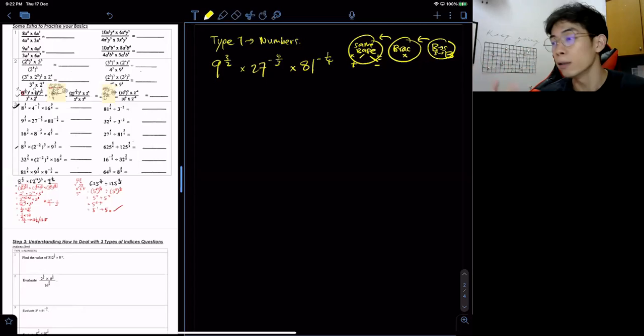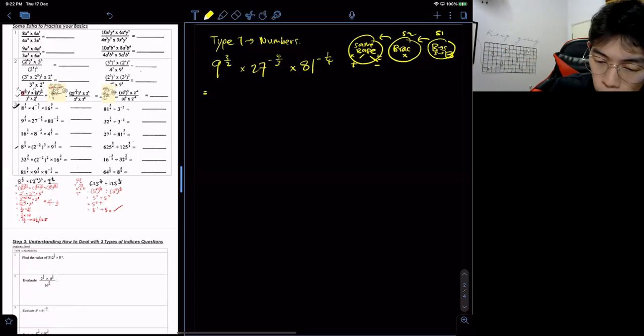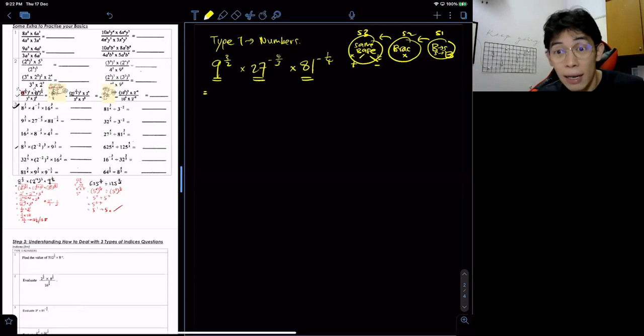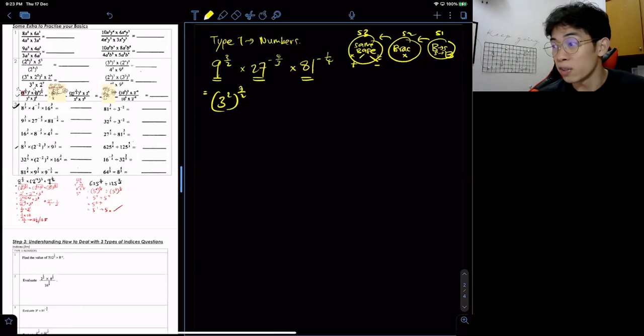And that's just an example. Okay, so first step, step 1, step 2, and step 3. Step 1, big to small, small to big. Your 9, I will make it 3 square. Okay, 9 will be 3 square, then power 3 over 2. Can you see that? Can you see I replaced the big base with a small base?